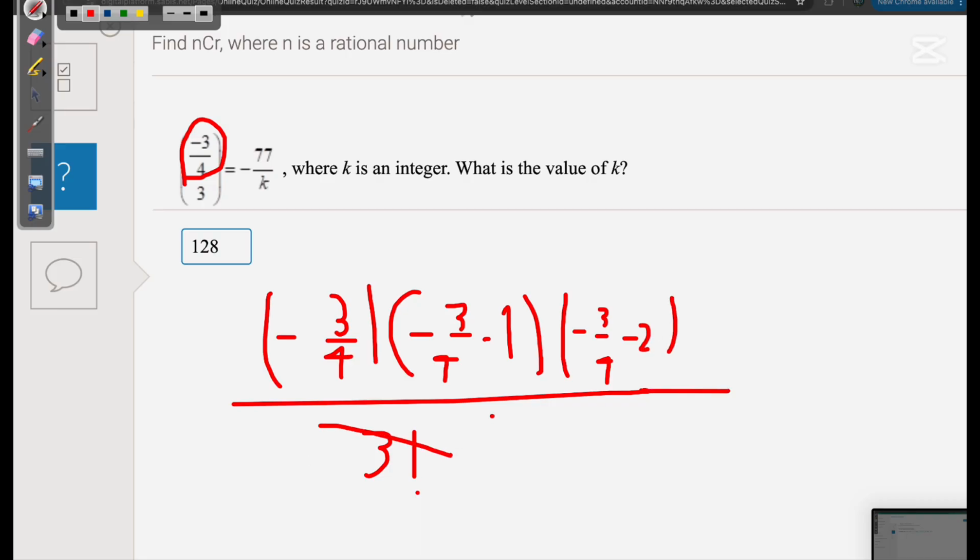Again, this is 6. So on the calculator, you put negative 3 over 4 times negative 3 over 4 minus 1 times negative 3 over 4 minus 2, all of that over 6, which will give us negative 77 over 128.